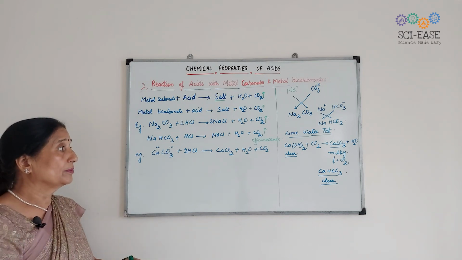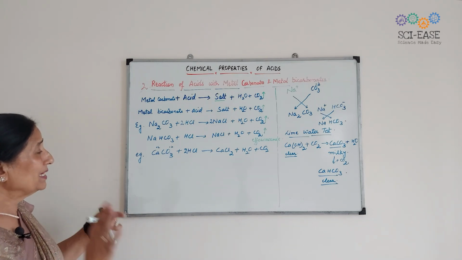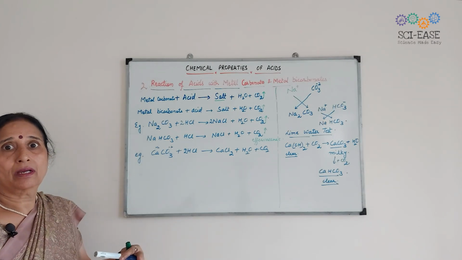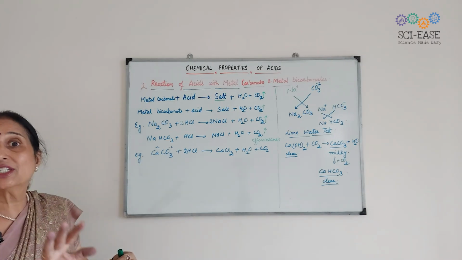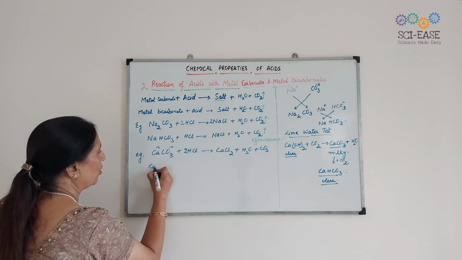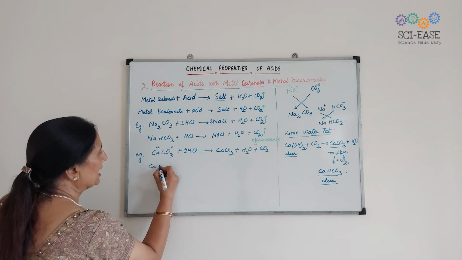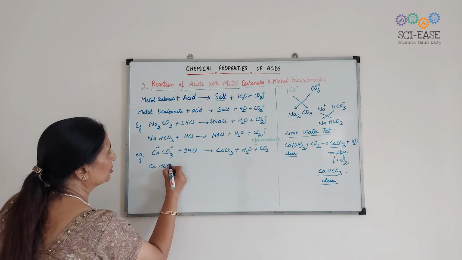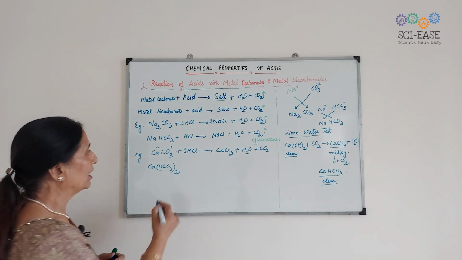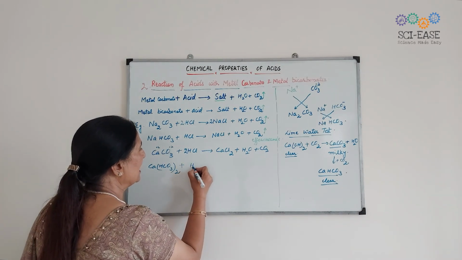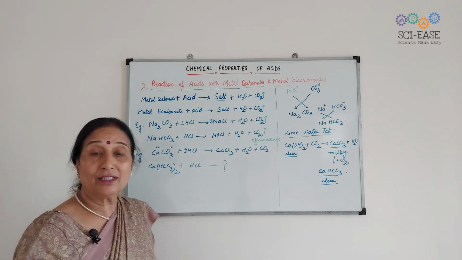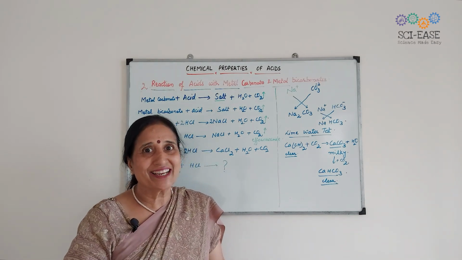Okay, so you must balance the chemical equation. Without balancing, that equation is not complete. Now you will write the products of this reaction. Ca(HCO3)2. This is the formula of calcium hydrogen carbonate. When HCl is added to it, what will be the result? This you will write in the comment section.